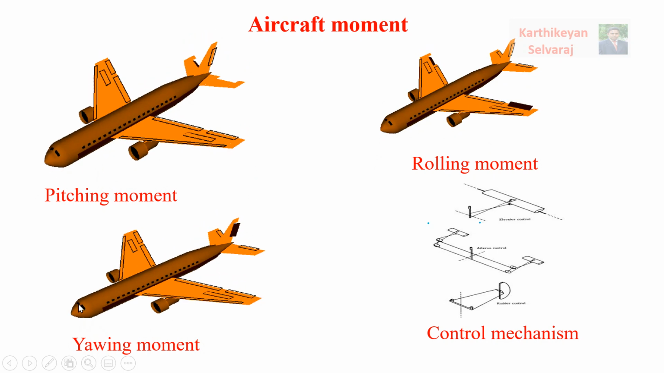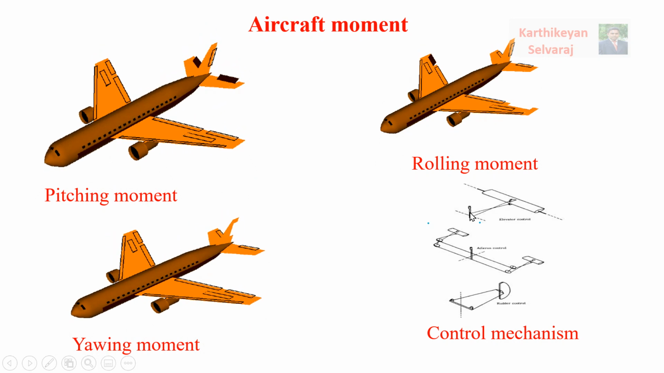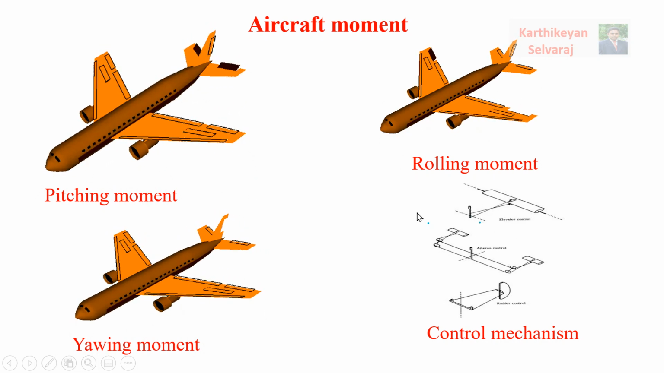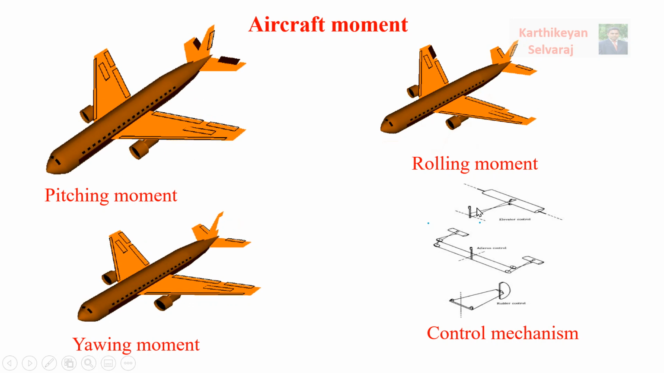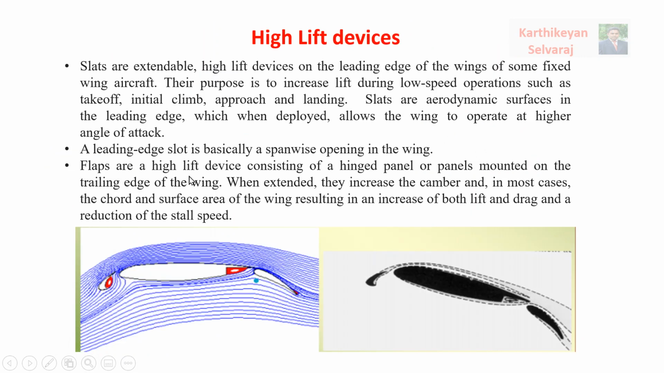Okay, so the nose will be going left and right. And here you can see the movement of the control mechanism, just as we saw in the previous slide. So the control stick moves for front and back and right and left, and there is a rudder pedal. And another important topic is called high lift devices.